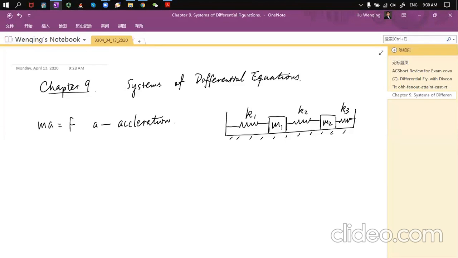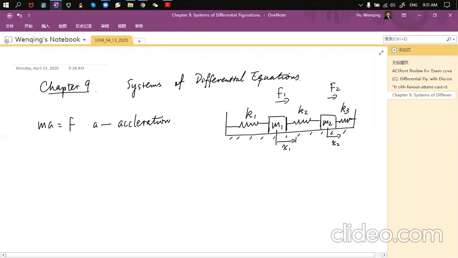So as long as you have the acceleration, let me assume that the first mass moves by x1 and the second mass moves by x2. Is that good for everybody? If the first mass moves by x1 and the second mass moves by x2, what is the force acting on the first mass? Suppose there are external forces: the first external force F1, and the second external force F2 acting on the masses.